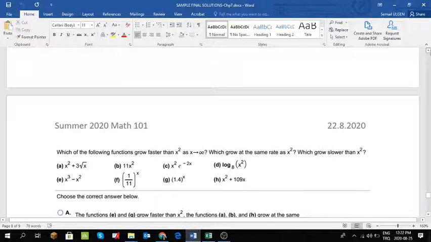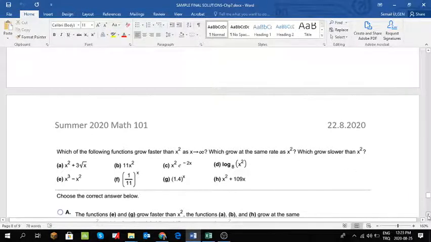Chapter 7, section 8, question 4. Which of the following functions grow faster than x squared as x goes to infinity? Which grow at the same rate as x squared? Which grow slower than x squared? Okay, that's the question.